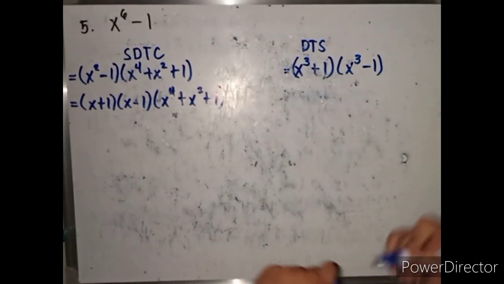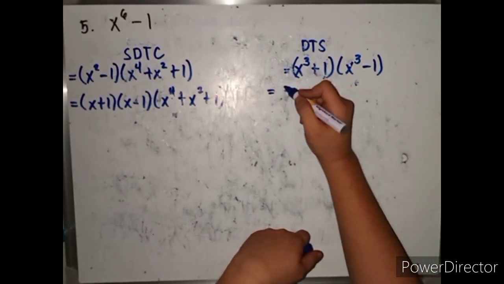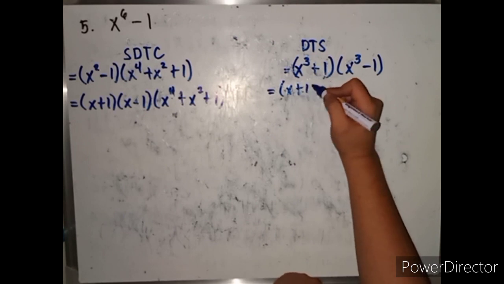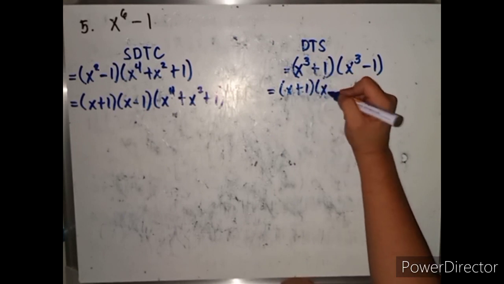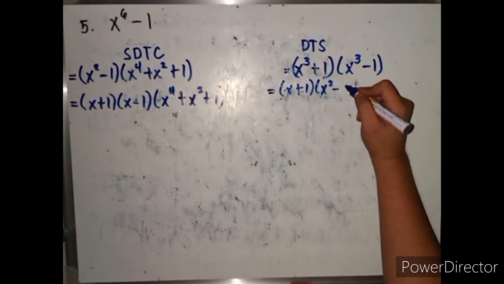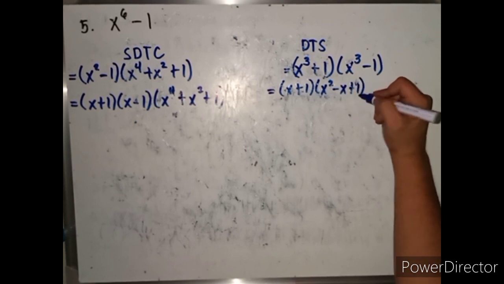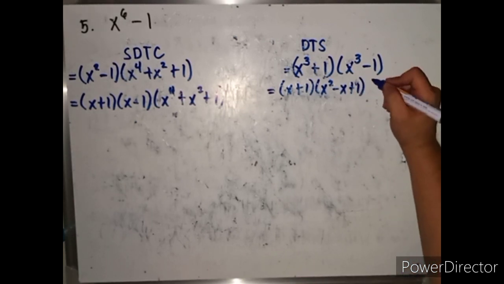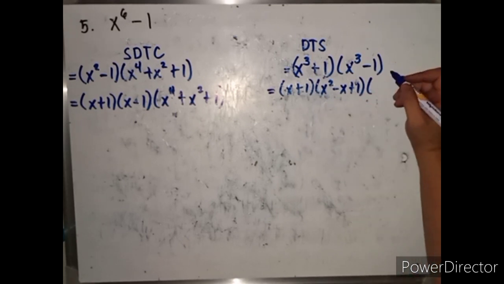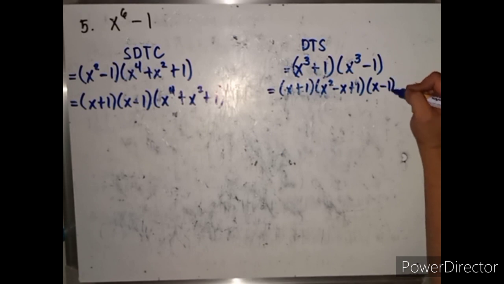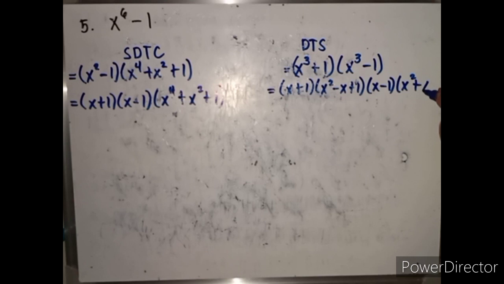Okay, get the cube root. Get the cube root, so we have x plus 1. And then, let's get the trinomial, x squared minus x plus 1. Okay? And then, eto rin, meron din siyang binomial, trinomial na factor or factors. Cube root is x minus 1. Trinomial factor, so we have x squared plus x plus 1. Okay, ang tanong ngayon doon, sino ba ang mukhang mas simplified?